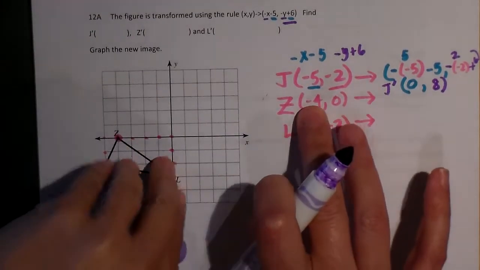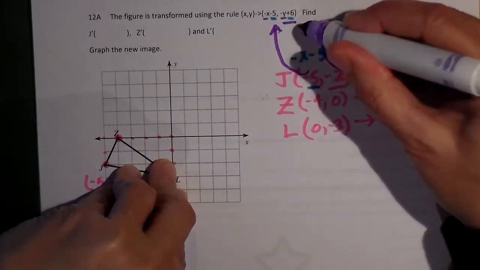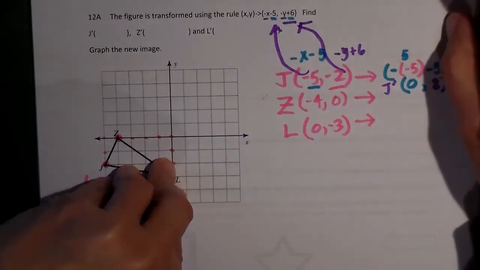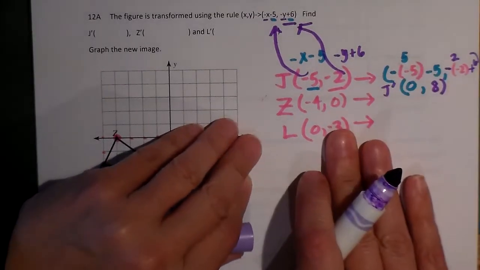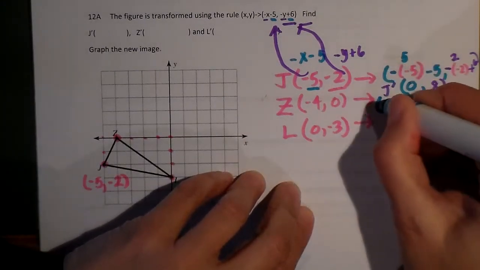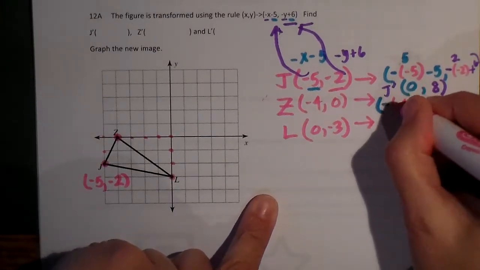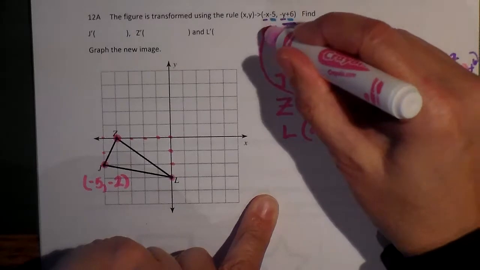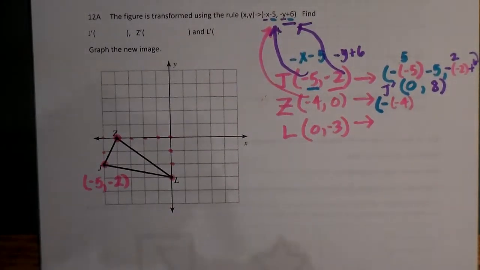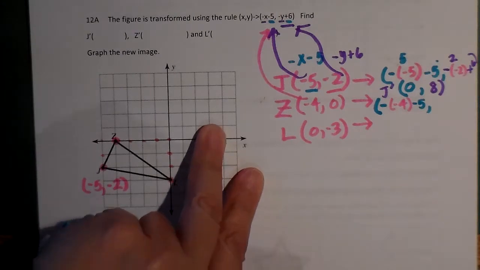All I did was I plugged each of these into there. That -5 got plugged into there, and that 2 got plugged into there. You can enter it in your calculator just like that, okay? So let's look at Z. If I look at Z, I'm going to do the same thing. I have negative of whatever that coordinate is, and for Z it's -4. Again, I'm plugging this into that. So it's the opposite of -4 minus 5. See how we just did it just like up here?